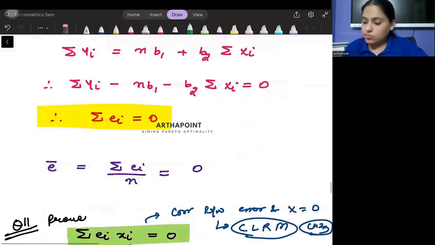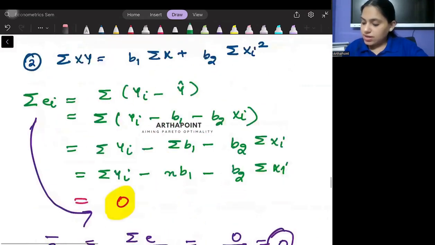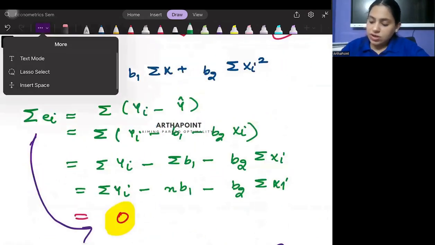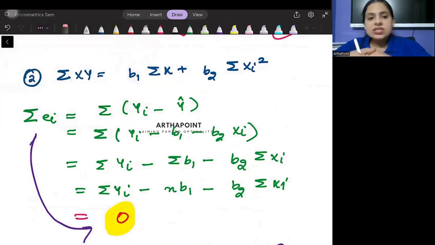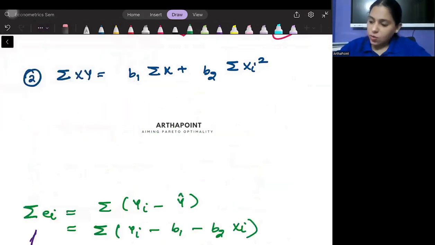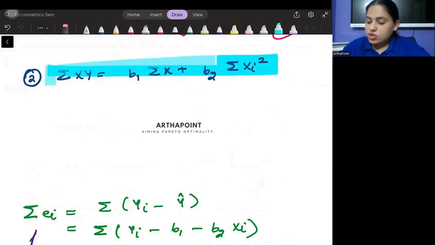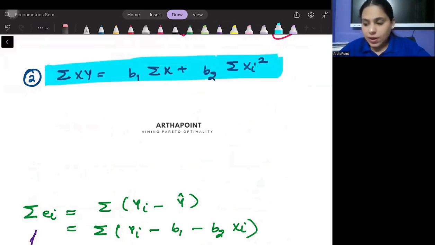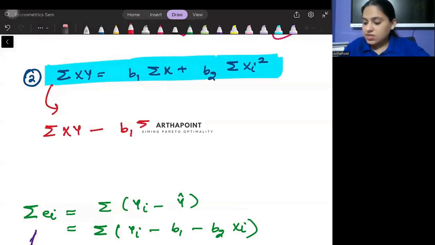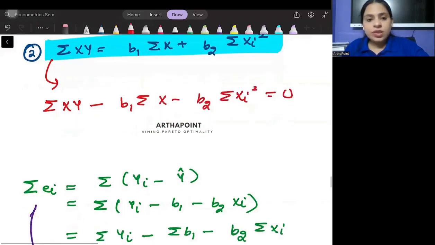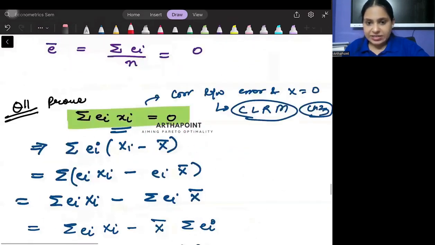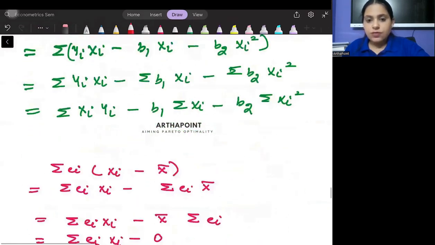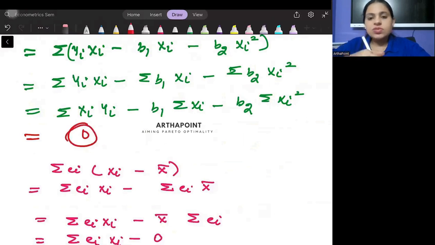Now go to the second normal equation, beta. The second normal equation that I told you in the last video was this: summation xi yi is equal to b1 summation xi plus b2 summation xi square. So from here, can't I say that summation xi yi minus b1 summation xi minus b2 summation xi square will be 0? If I use that fact in this question, I recognize that this will also be 0. And that's the proof of it.